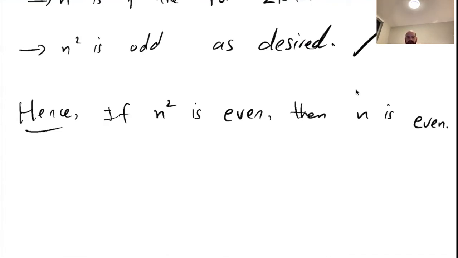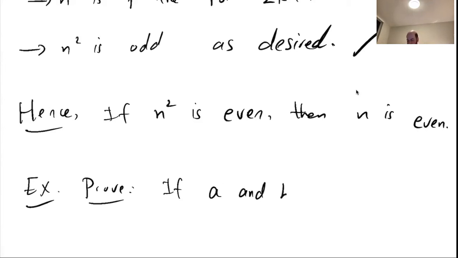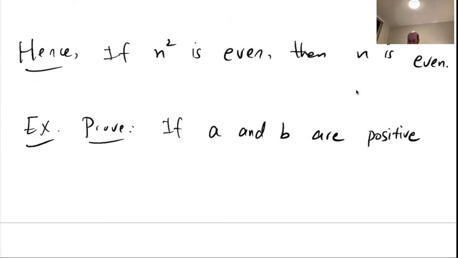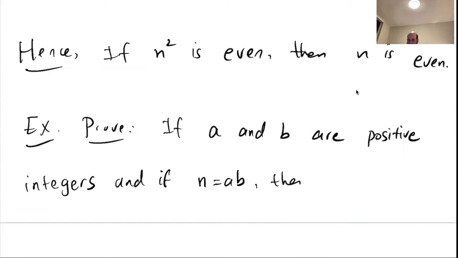All right, so let's look at another example. Prove that if A and B are positive integers, and if n equals AB, then A is less than or equal to root n, or B is less than or equal to root n.